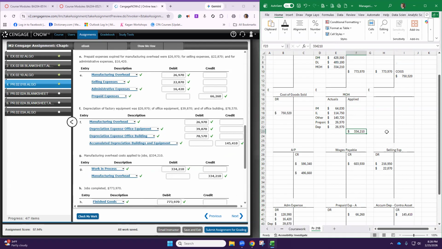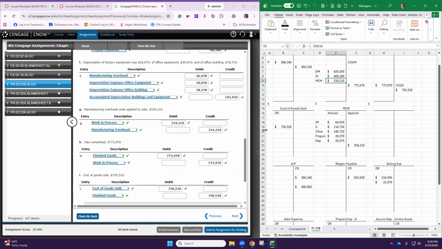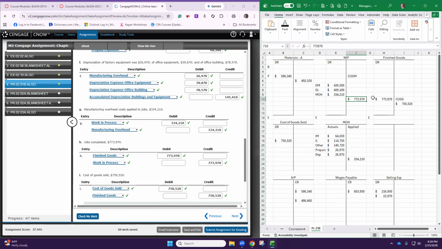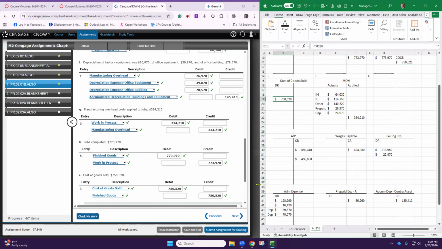They told us how much, so we credit manufacturing overhead and debit work in process for the manufacturing applied. And then we're moving jobs out of WIP and into finished goods because they're complete. 773,970, 773,970. Then the cost of goods sold, 750,520, and it goes in the cost of goods sold right there.